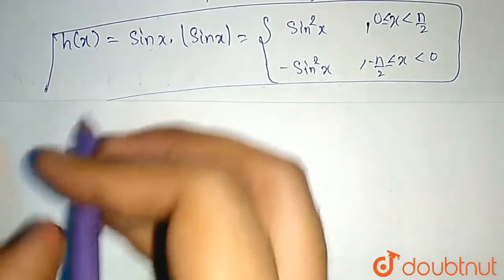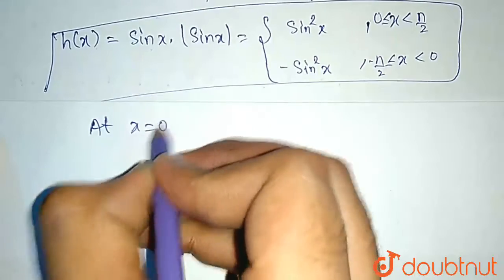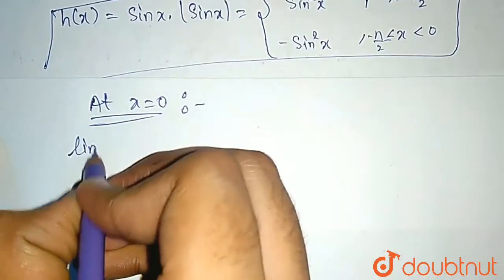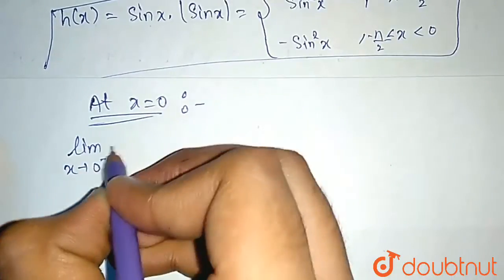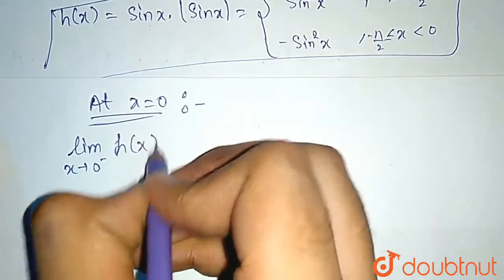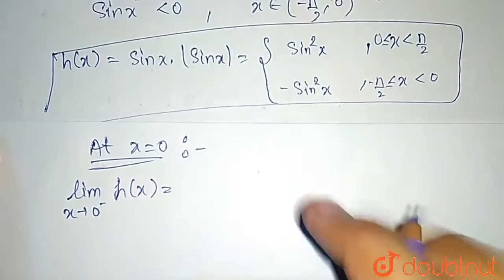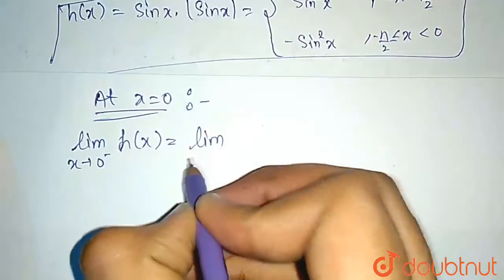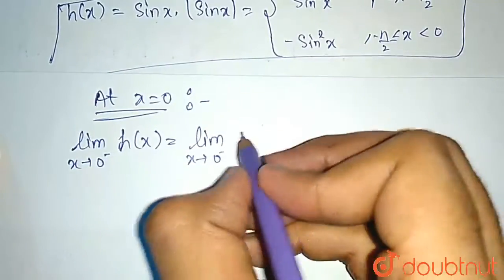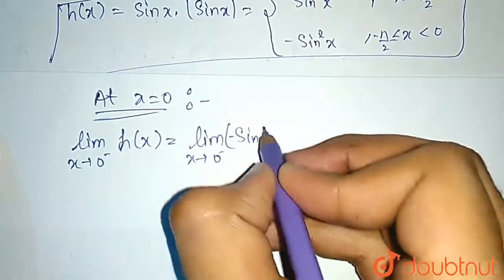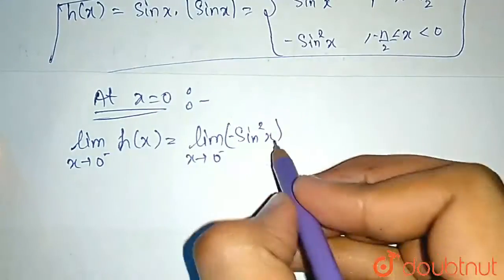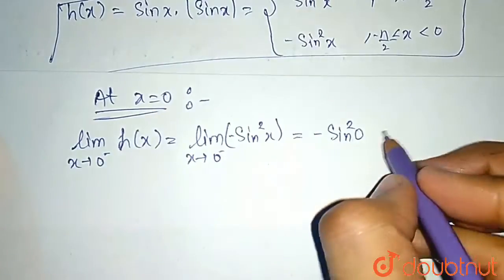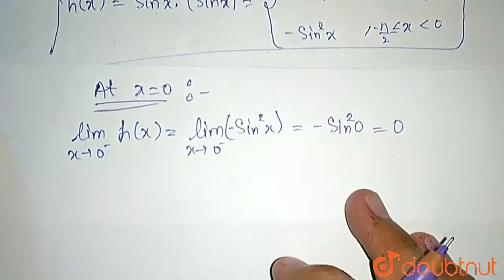So let us check continuity at x equal to 0. First of all, the left hand limit, that is limit x tending to 0 negative h(x). For x less than 0 it is equal to minus sin square x, so limit x tending to 0 negative of minus sin square x. Now if we substitute x equal to 0, we'll have minus of sin square 0, and sin 0 is 0, so it would be equal to 0.